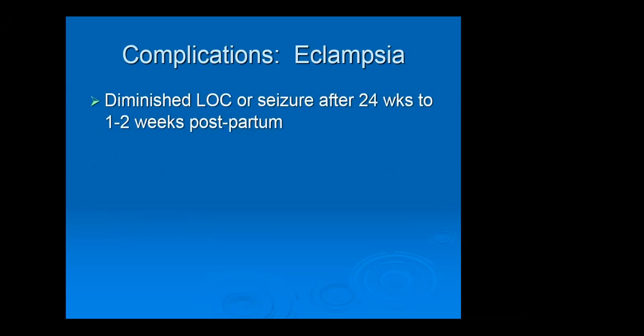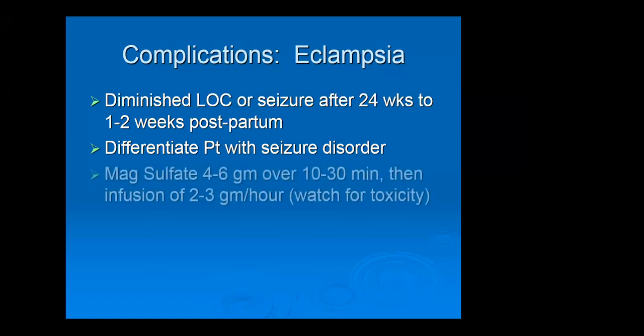Eclampsia occurs with diminished LOC or seizure after 24 weeks to in the range of 1 to 2 weeks postpartum. So it's one of those progressive things, kind of like SIRS leading to MODS yesterday, preeclampsia to eclampsia. You hit eclampsia once you decrease LOC or begin to suffer seizures. But again, we have to differentiate between eclamptic seizures and knowing the history of our patient if we can to decide, did they have a pre-existing seizure disorder.